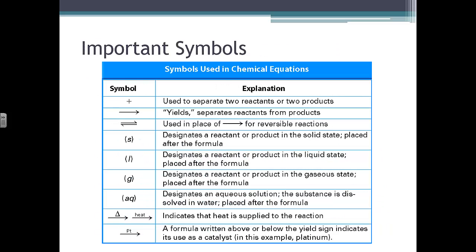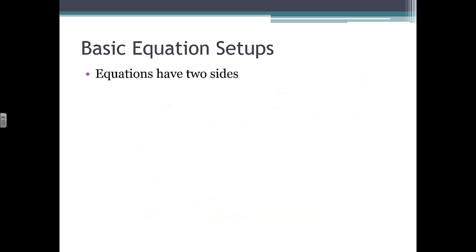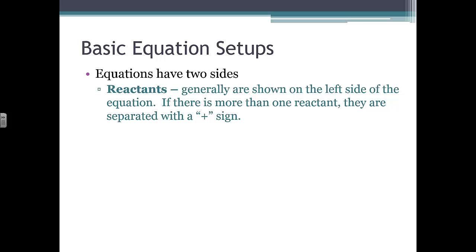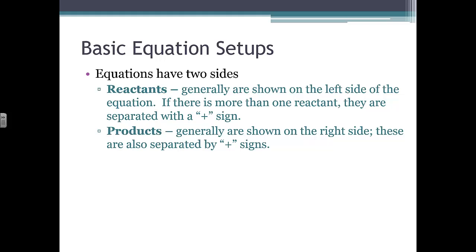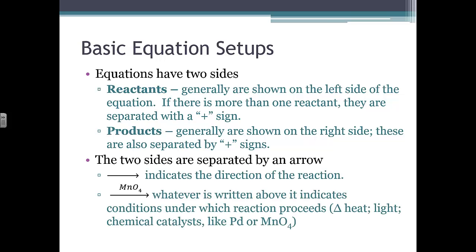This table is a table of a lot of important symbols for you to understand in order to properly understand chemical equations. We're going to talk about several of these symbols now. Equations have two sides to them. There's the reactant side. These are generally shown on the left side of the equation. If there's more than one reactant, then we use a plus sign between them to indicate that these are separate chemicals. There are products. These are generally shown on the right side, and they're also separated by plus signs if there's more than one product being produced. The two sides are separated by an arrow.